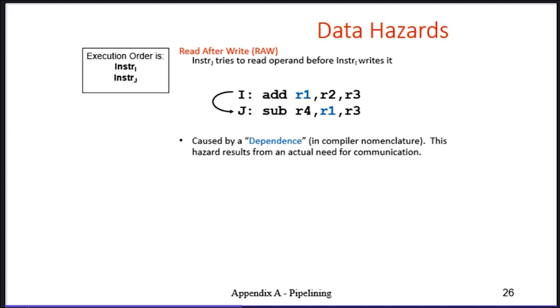Number 1. Read after write. It is also known as true dependency or flow dependency. It occurs when the value produced by an instruction is required by a subsequent instruction.